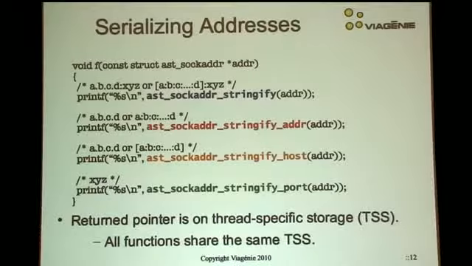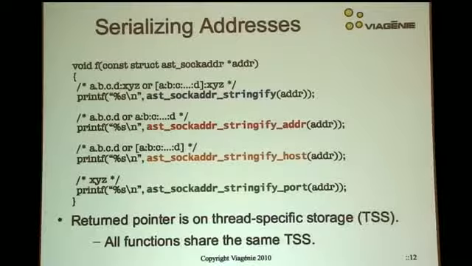For serializing addresses, well, it's all very straightforward. When given an address, ast_sockaddr_stringify is going to produce either the address on the left for IPv4 or on the right for IPv6.